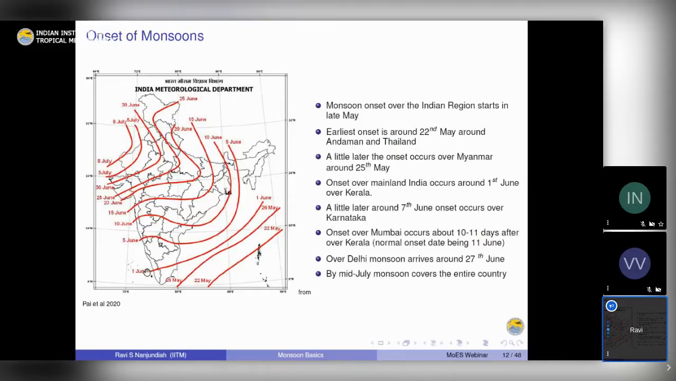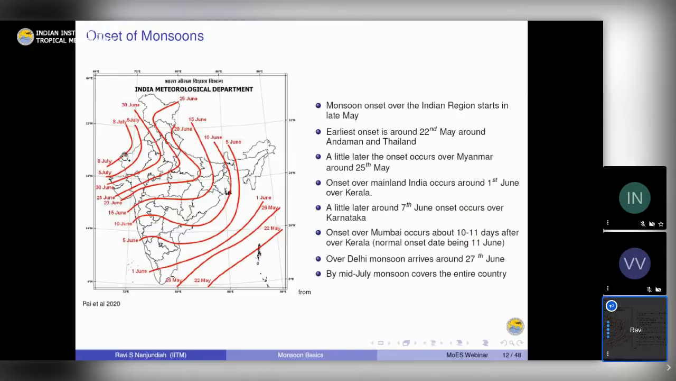And around 1st of June is the famous onset that occurs over mainland India, which is the monsoon onset over Kerala. A little later, about a week later, around 7th, it kind of covers Karnataka. And then around 10th or 11th of June, it reaches around Mumbai. And then it keeps traversing northward till about after the first week of July, or in the second week of July, it covers the entire country. This is 8th of July. So you can see that the first onset in Andaman starts around 22nd May.